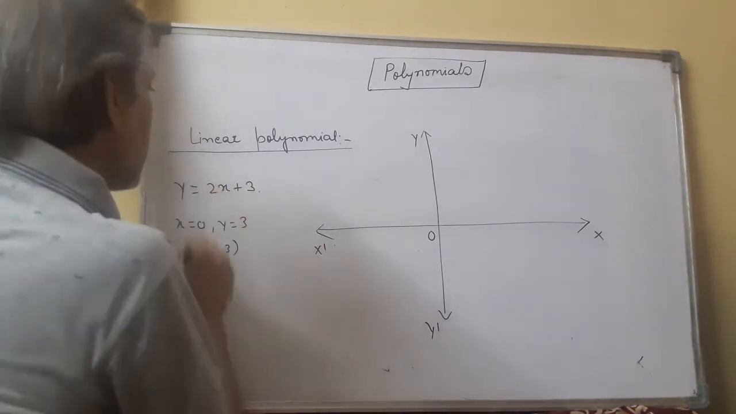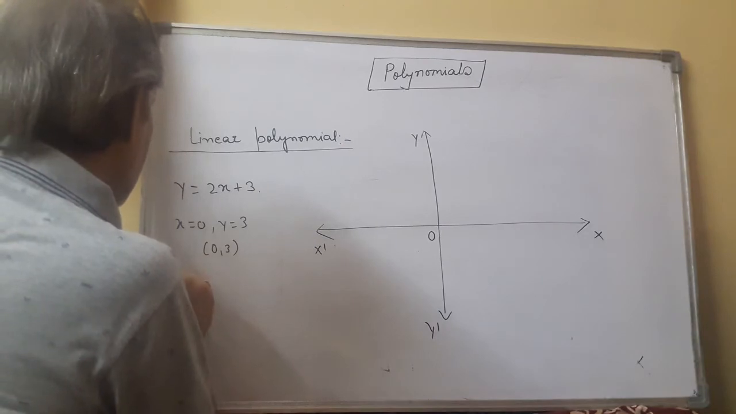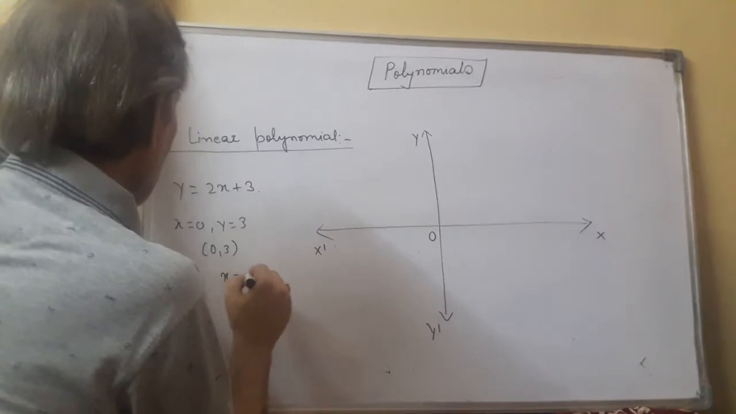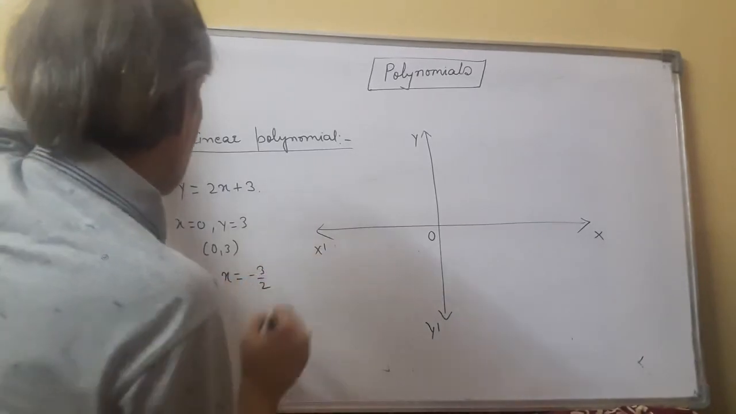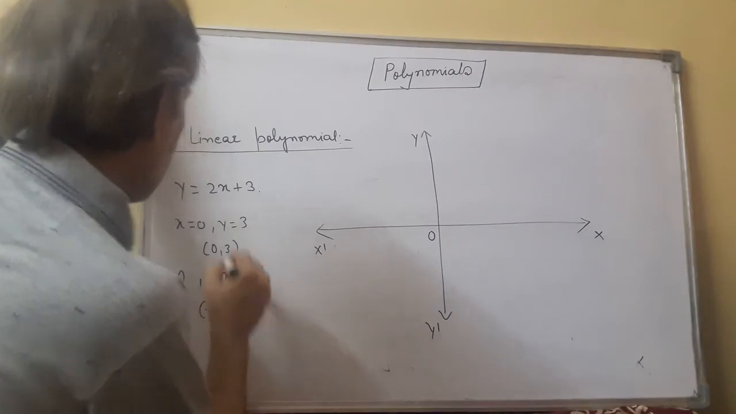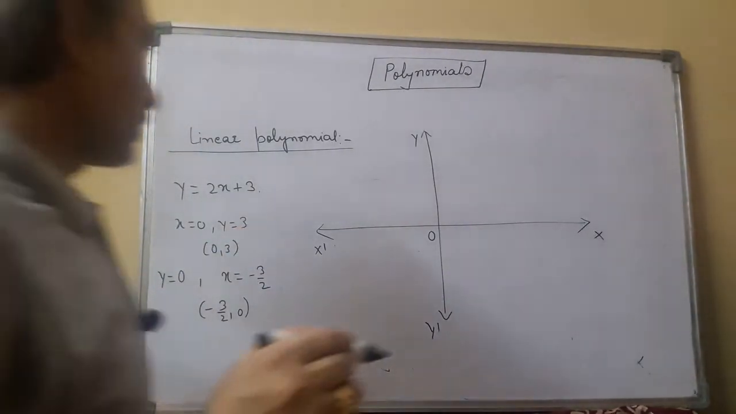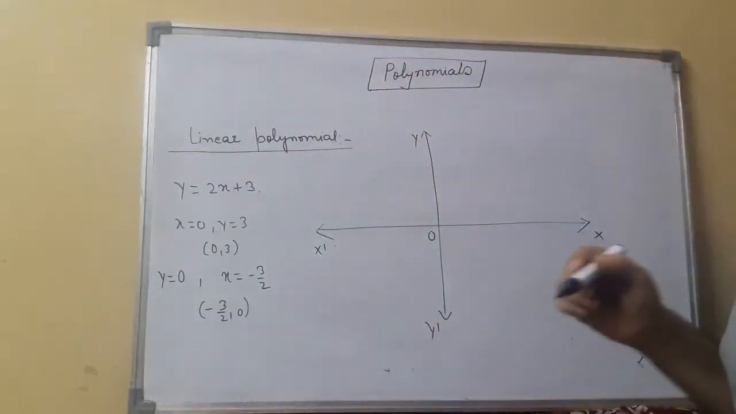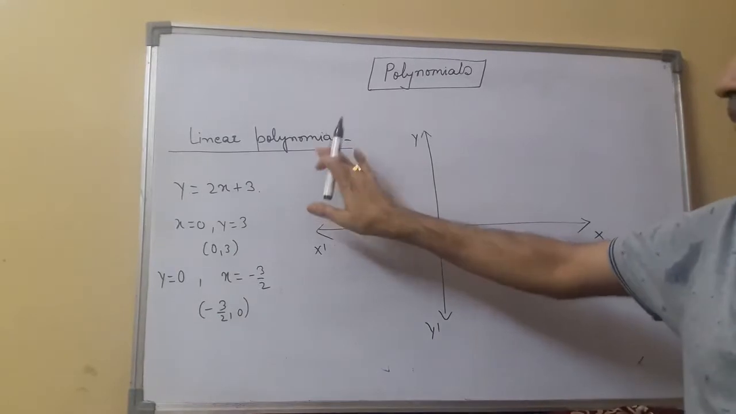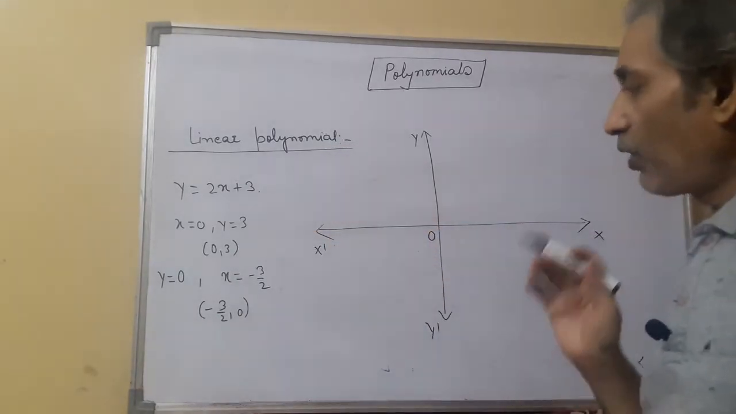We will take one more value. Let's say y is 0, then x is what? If y is 0, then x is what? We are getting x equal to -3 upon 2. Means कि -3 upon 2, 0. These are 2 points. By plotting these 2 points on the graph paper, we will get a straight line. लीनियर पॉलीनोमियल को जब भी ग्राफ पेपर पर हम ड्रॉ करेंगे तो वी विल गेट अ स्ट्रेट लाइन ऑलवेज.